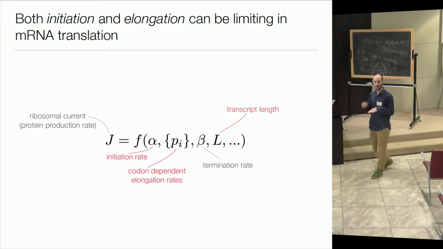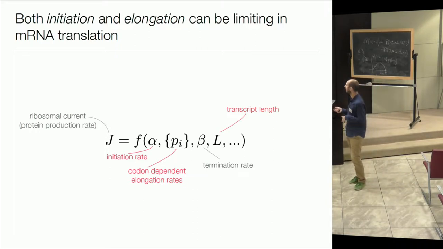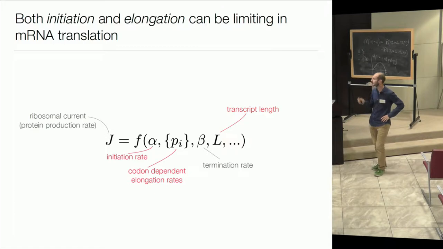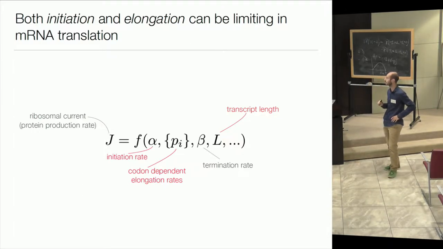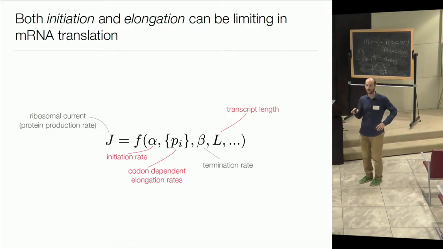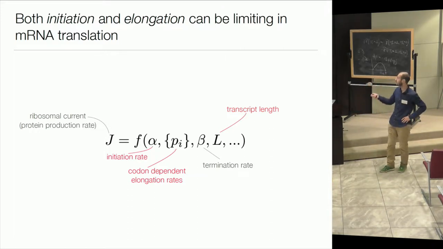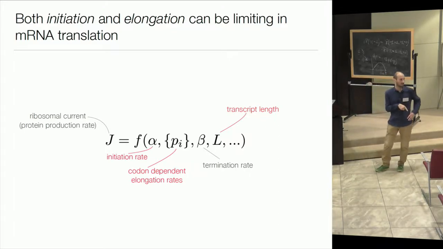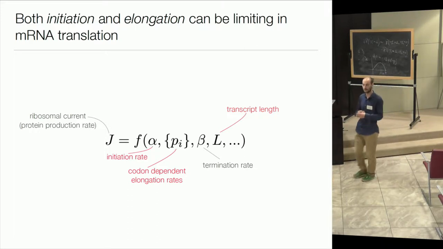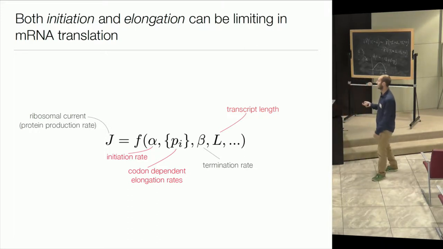Before continuing, I would like to clarify the terms used in the literature. Many people talk a lot about translation efficiency. Dan was also talking about that, and I think he said it the right way. Translation efficiency should be related to the ribosomal current, the protein production rate. Actually, many times people use the density of ribosomes as a proxy for translation efficiency. I don't think that is completely correct. You could have a high density but not a large current, that is, protein production rate.